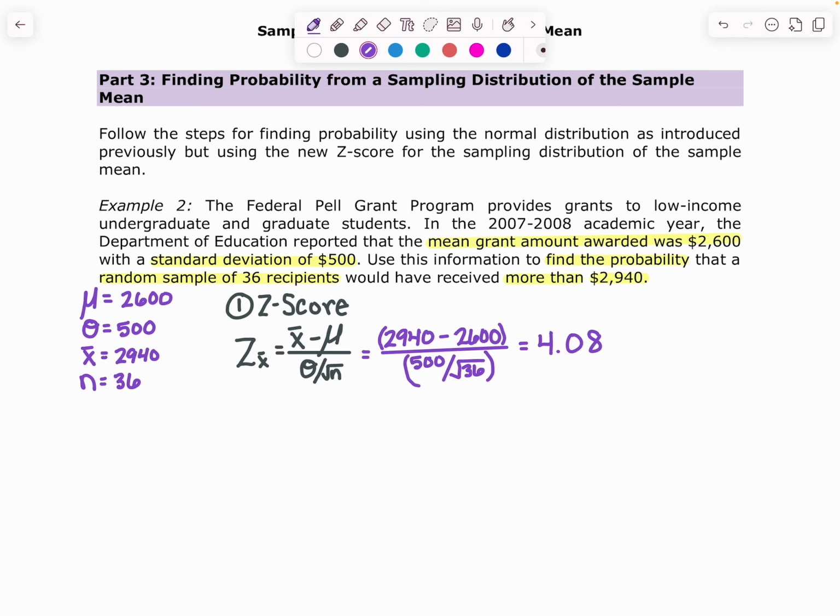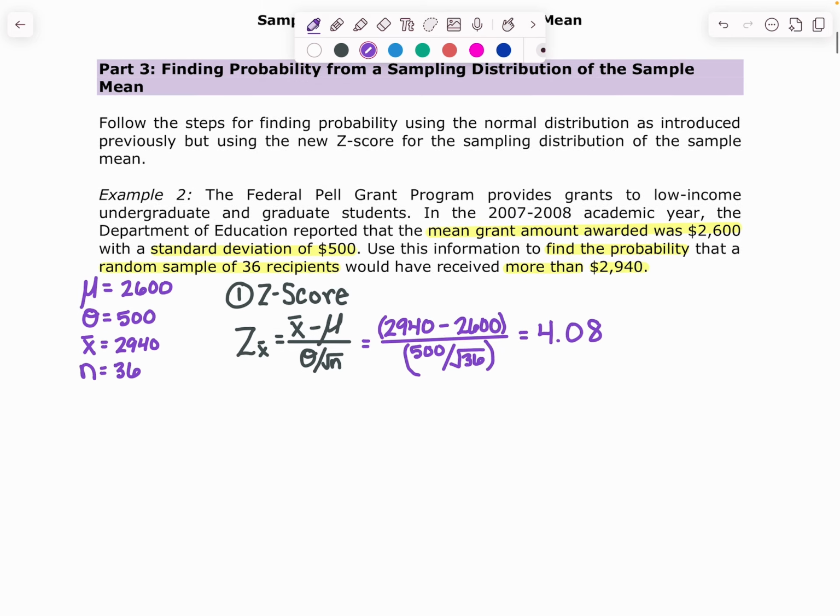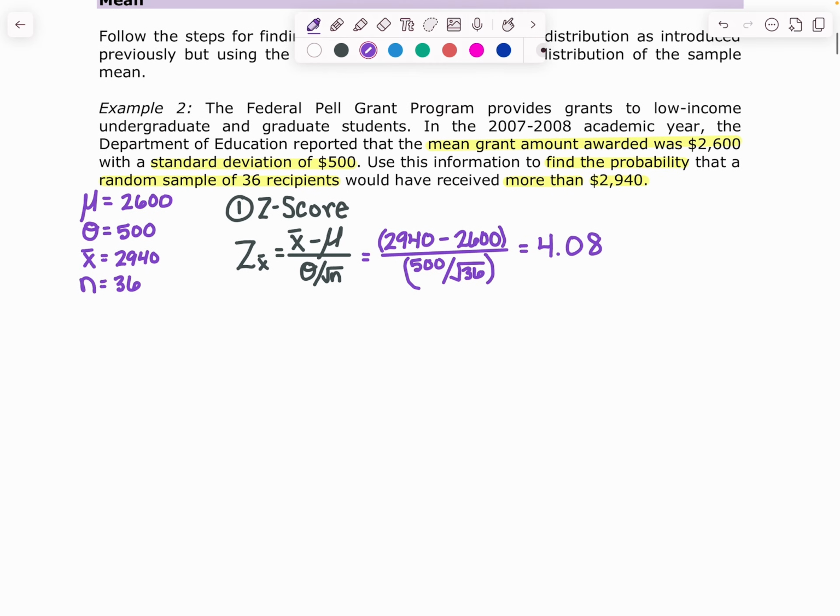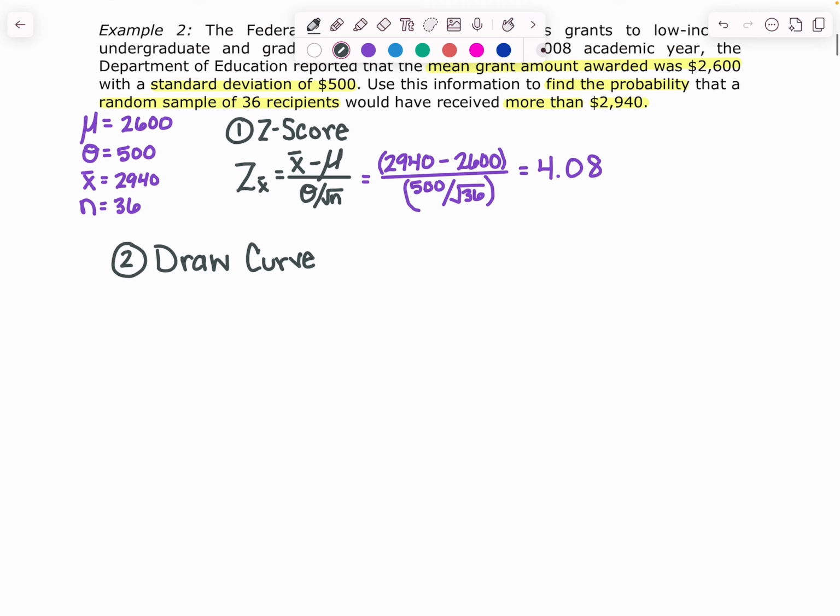So now the rest of this process is exactly the same as it would have been if I was looking at an individual. So step 2 is to draw the curve. Now you get to see my curve drawing skills. Hey, that was really good. There's my curve. And then we're going to label 4.08.